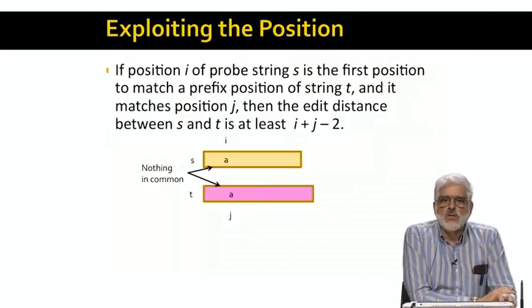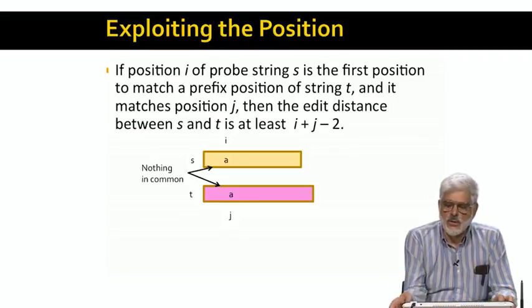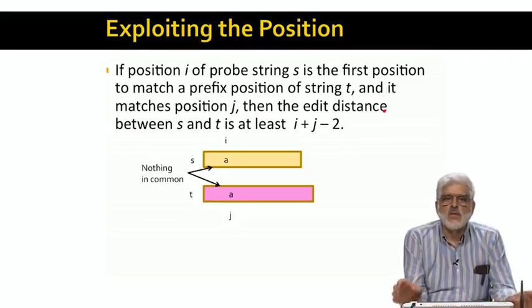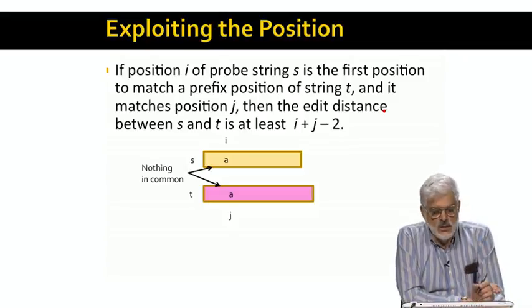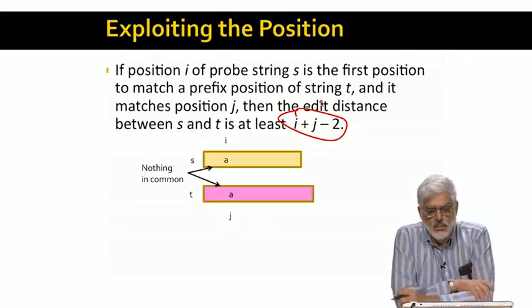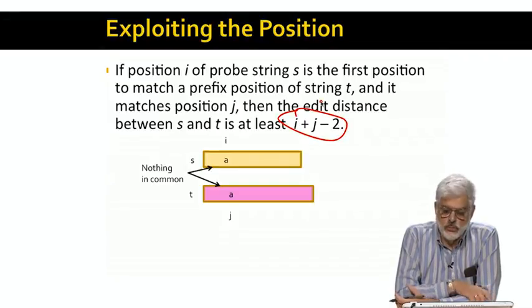Suppose we have strings S and T, and the first position of string S that matches a symbol in T is at position I. Moreover, this symbol, which we shall suppose is A, matches the symbol in position J of T. Then the first thing we can conclude is that S has I-1 symbols that do not appear in T, and T has J-1 symbols that do not appear in S. Thus, the edit distance between S and T is at least I plus J minus 2.